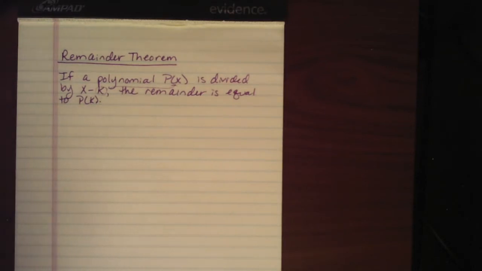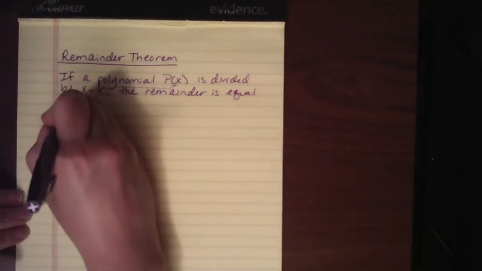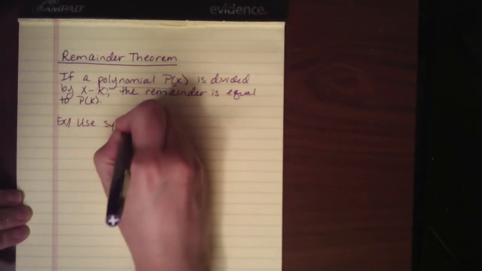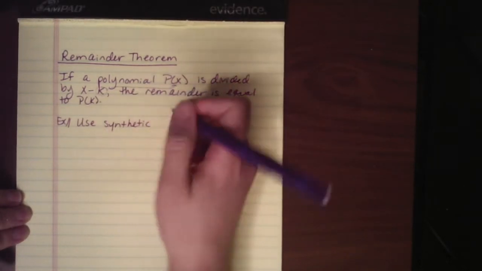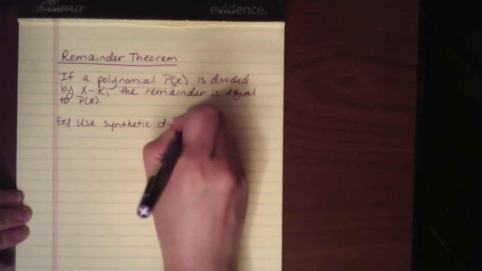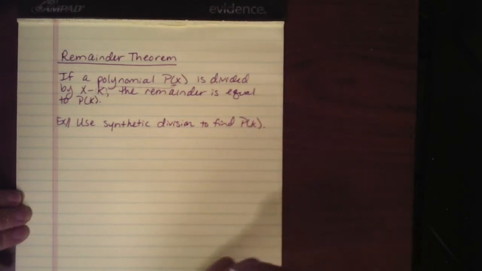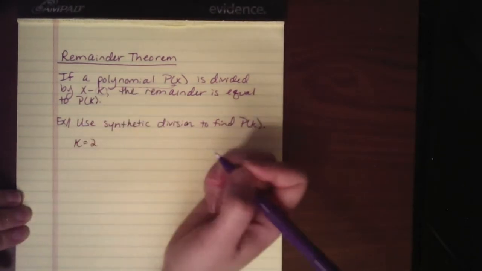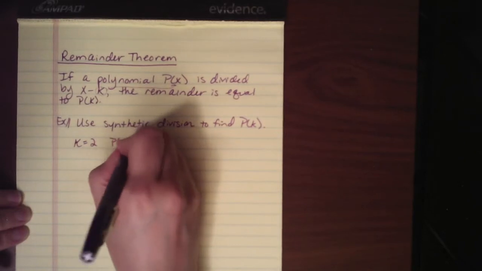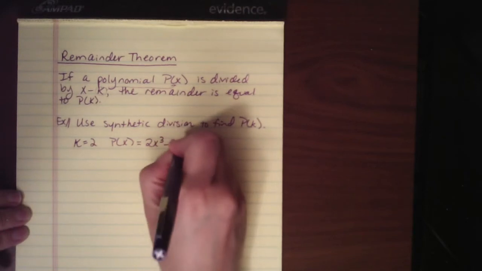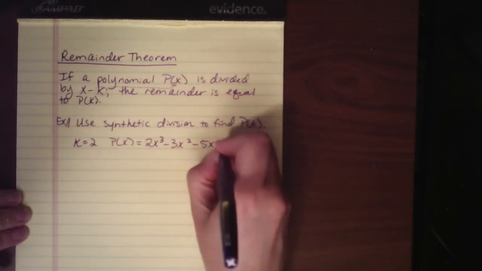So here's an example of how you might see that applied in the book. Let's say we wanted to use synthetic division to find p of k. It gives you that the k value is 2 and that your polynomial function is 2 times x cubed minus 3x squared minus 5x plus 4.